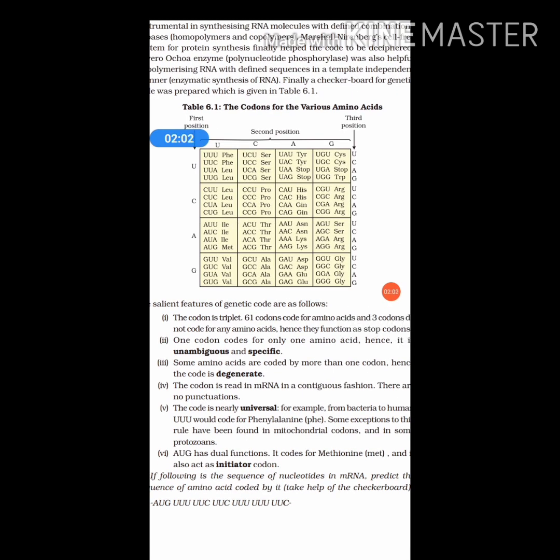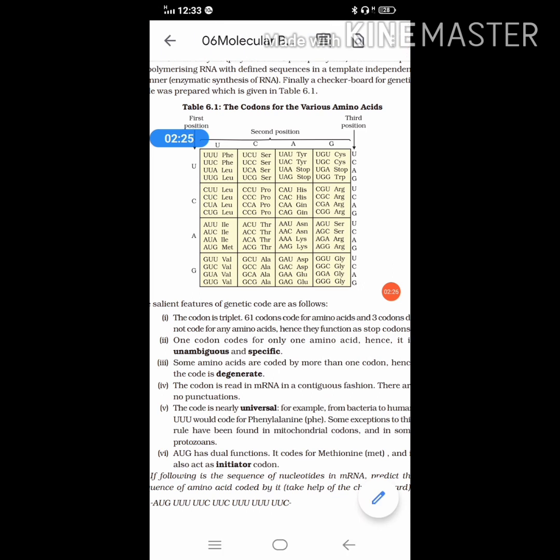Here you can see in a box the 64 codons. In total there are 64 codons. There is no need to memorize these codons and their specific amino acids. Here we see the 4 nitrogen bases U, C, A, G, and on the second position also U, C, A, G. The third position also has U, C, A, G. So this is a very simple method to write the codons.